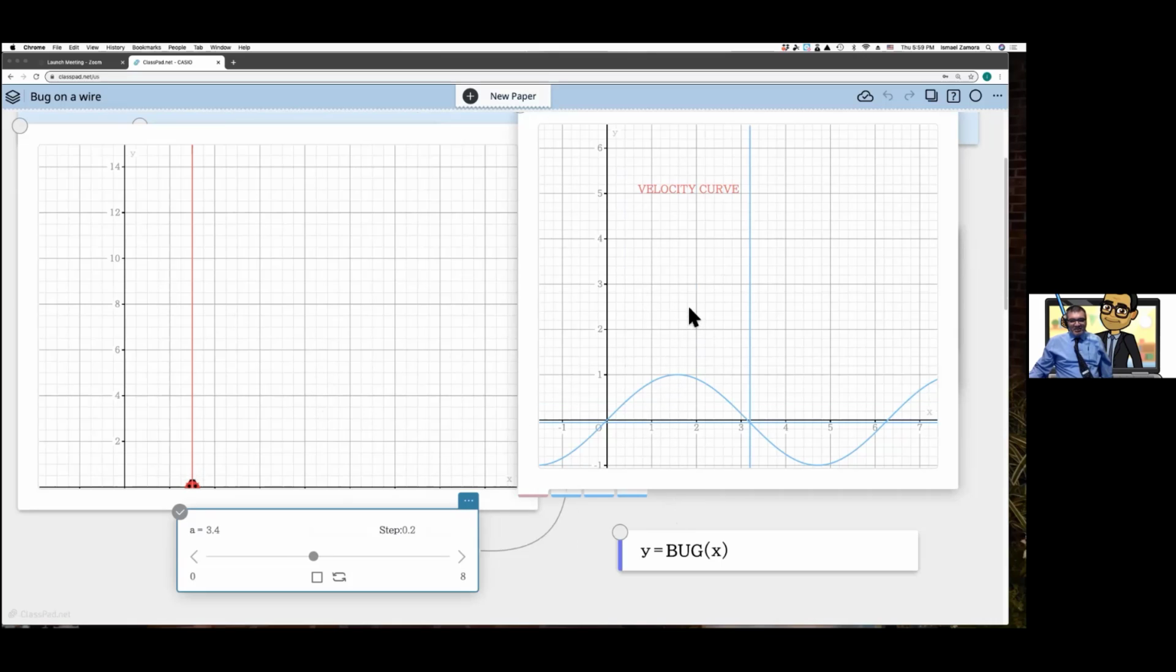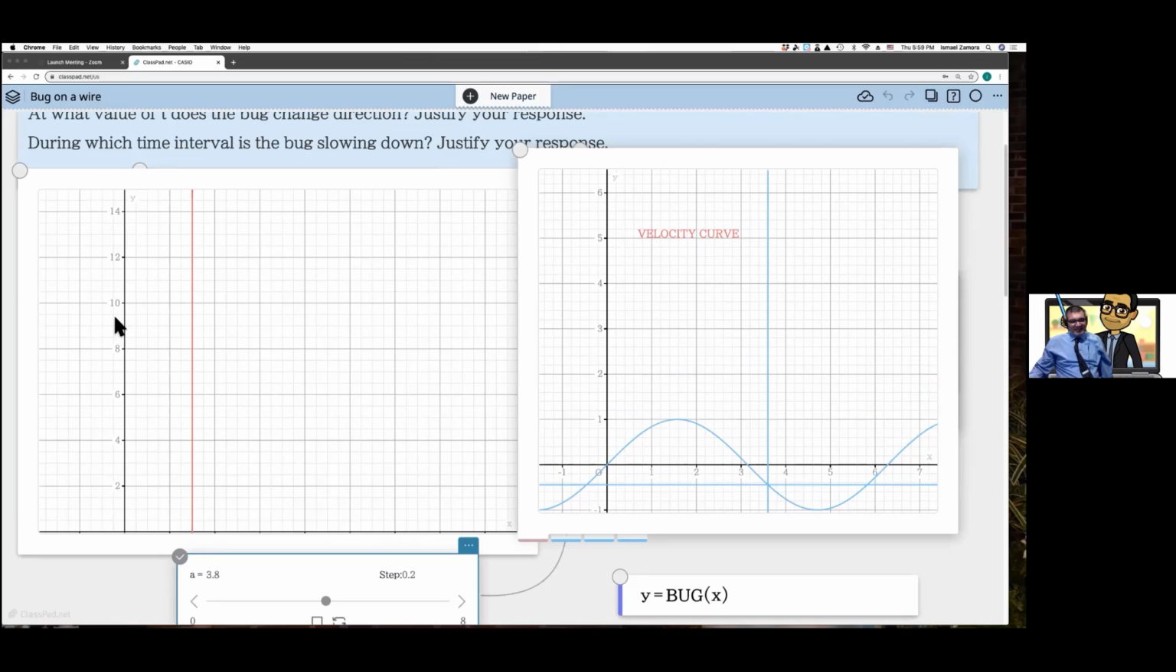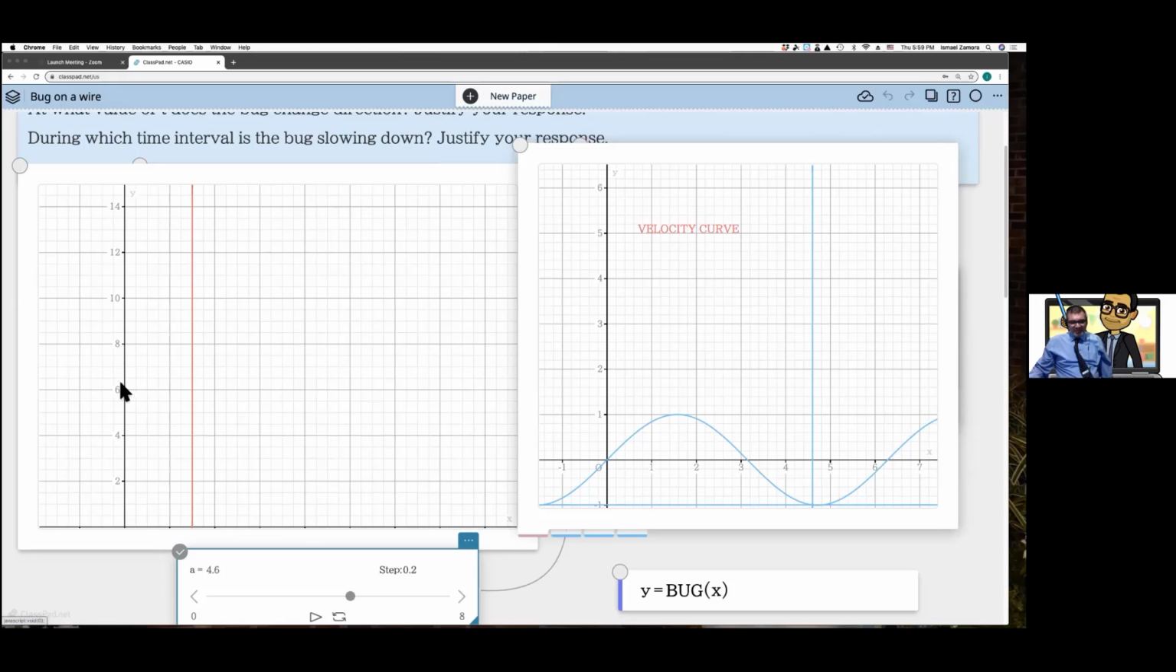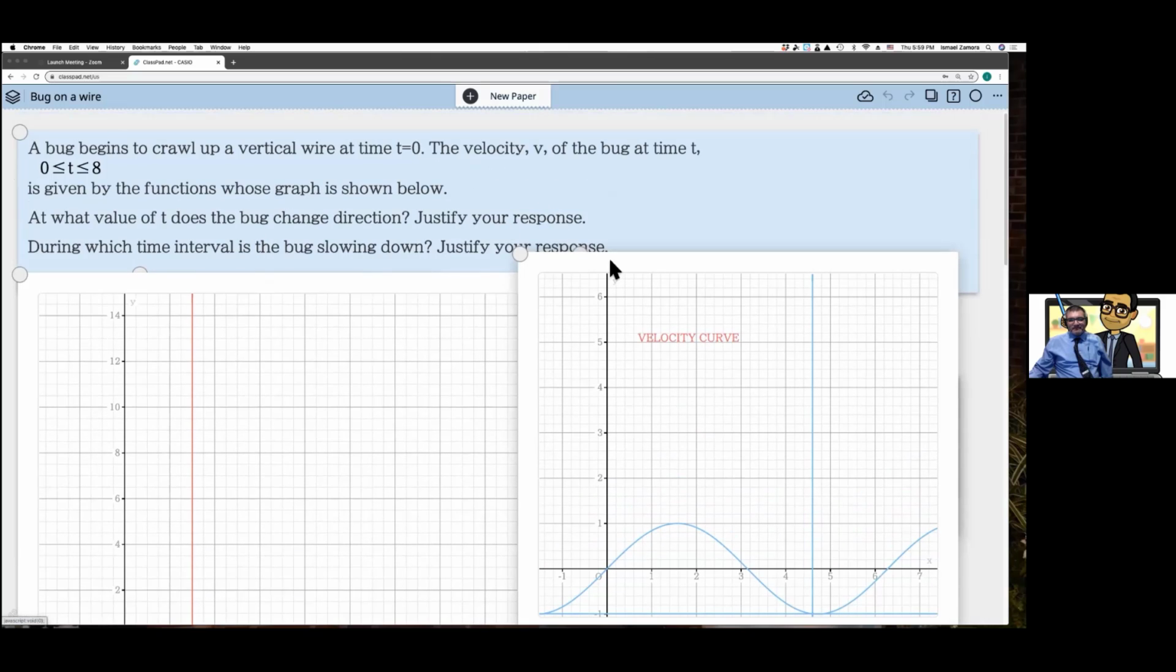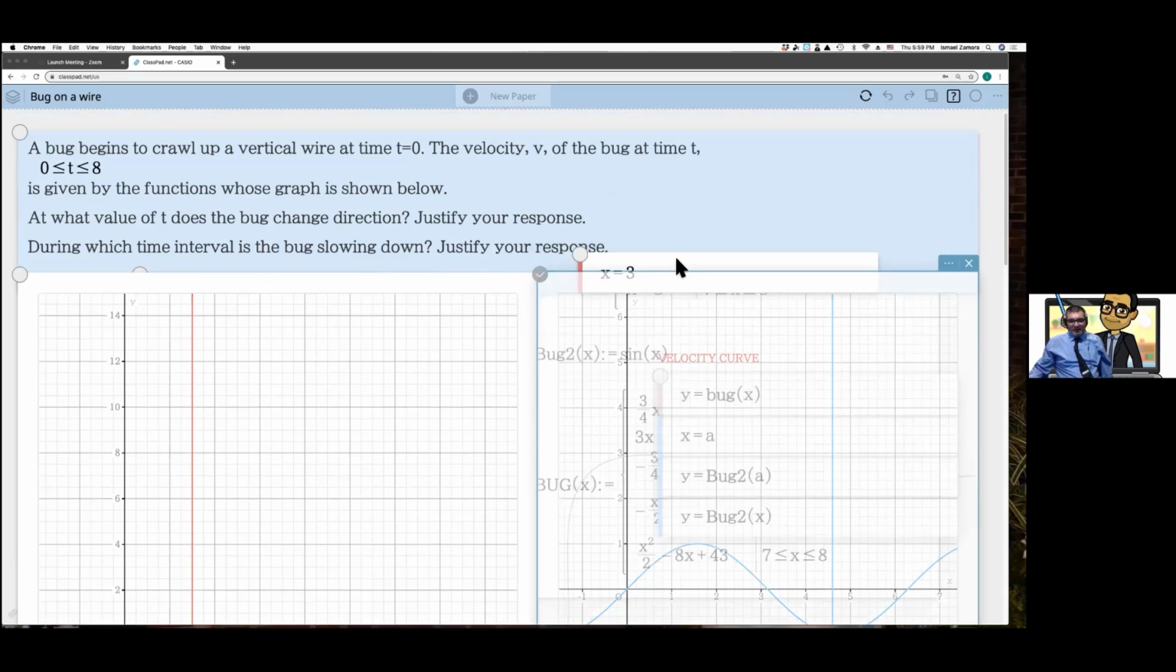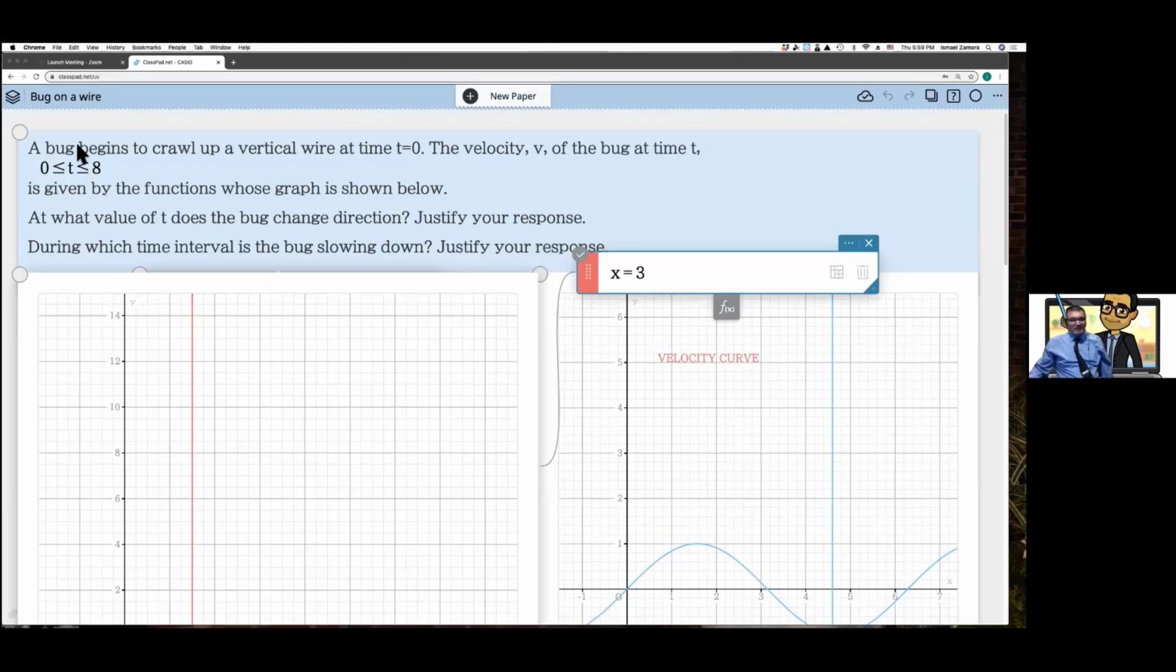And again, you can change and add any curve, any function you want. The bug will be linked to it. So there's a link between the two. You're able to now make some conjectures about how the bug is moving to the velocity curve back to its actual position. All right. So those are some of the big heavy hitters in calculus.